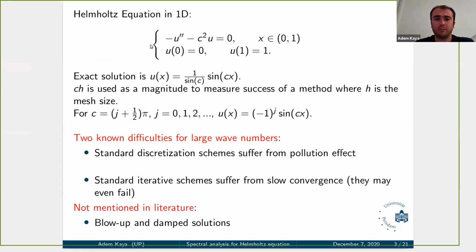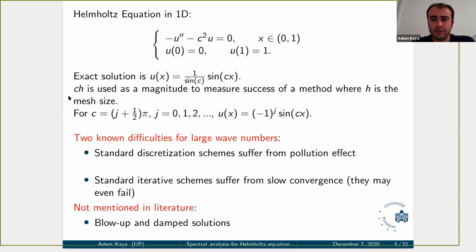Here we see the Helmholtz problem in one space dimension with Dirichlet boundary conditions. Here C is the wave number. And the exact solution of this problem is given here. As we can see from this term, this problem may be very ill-conditioned. And in literature, C times H is used as a magnitude to measure the success of a method. Here, H is the mesh size.